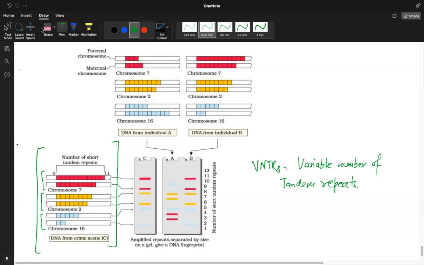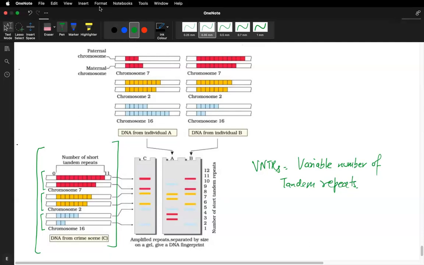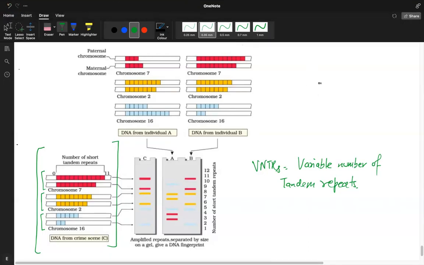Okay, of a sequence. Now we exactly know where these repetitive sequences are in the genome. So we have to just look there. So let's say on chromosome 7, we find these number of short repeats. This is the representation: 1, 2, 3, 4, 5, 6, 7, 8, 9, 10, 11 places.